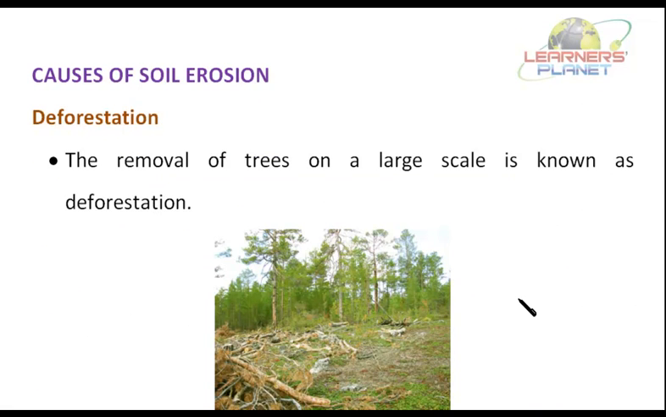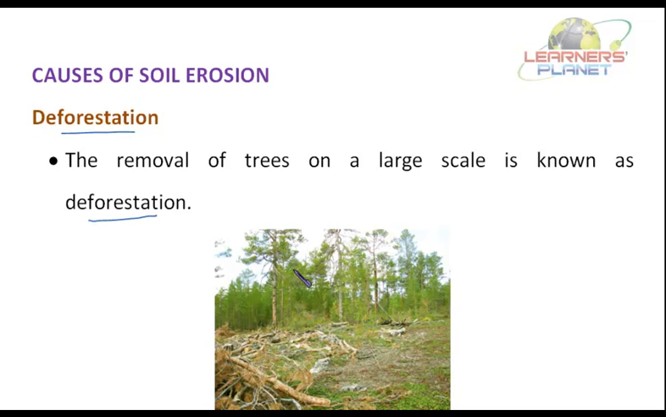So let us now discuss the causes of soil erosion. Yes students, the first cause of soil erosion, and the very common one which we all know, is deforestation. Now students, the removal of trees on a large scale is known as deforestation. When trees are removed, soil particles are left loose and they can be easily carried away by running water, wind or snow in the polar regions.